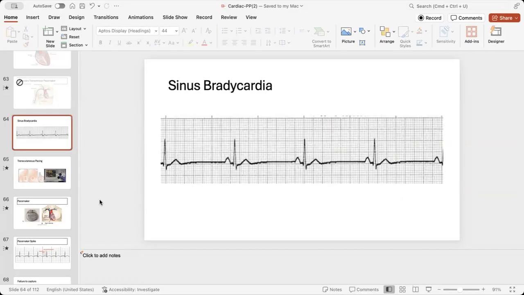Now, this is a 6-second stretch. So what's our heart rate? 40, right? We have 4 QRSs, so we multiply that by 10, so we have 40. Okay? So sinus bradycardia. And so our heart rate is gonna be less than 60. Otherwise, everything else is normal.